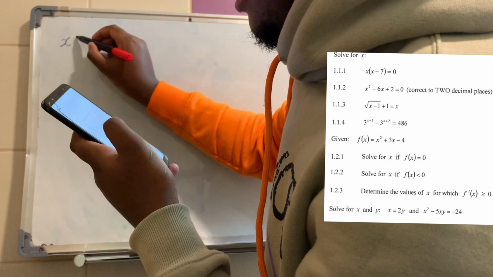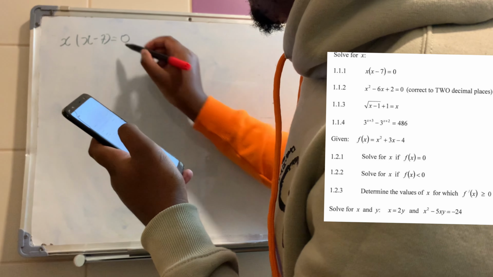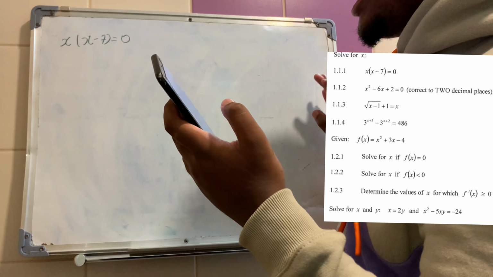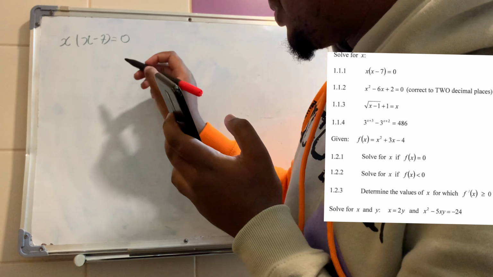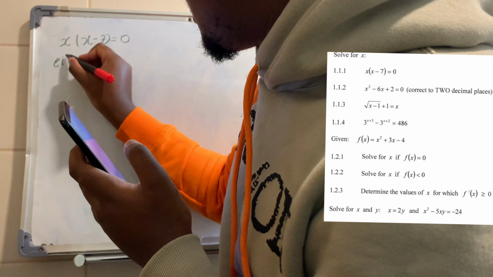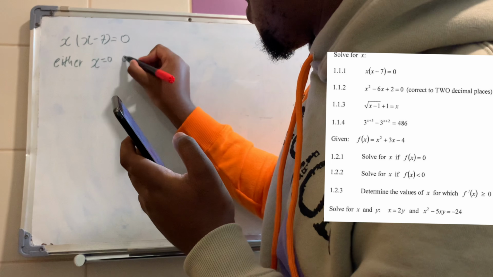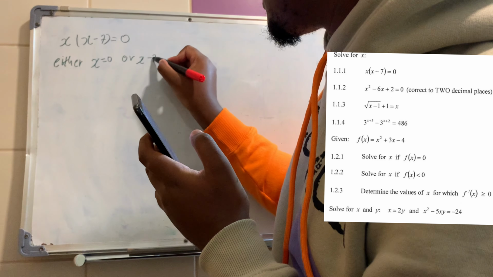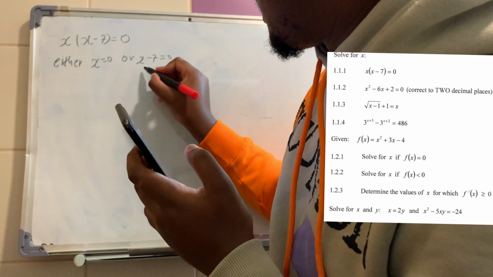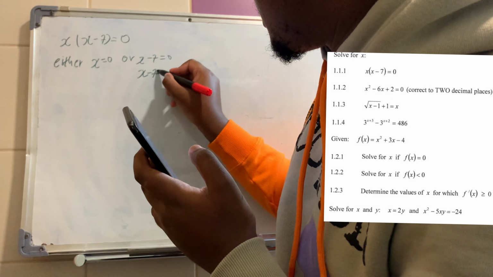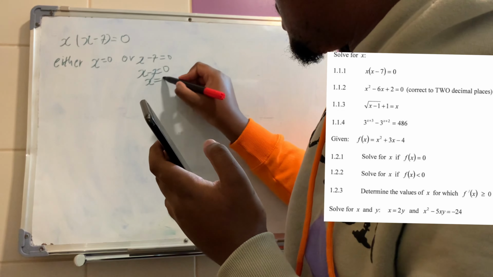Which is x times (x minus 7) is equal to 0. Very straightforward. The only thing you want to do is say either x is equal to 0, or x minus 7 is equal to 0. Then on the other side, x minus 7 is equal to 0, so x is equal to 7.